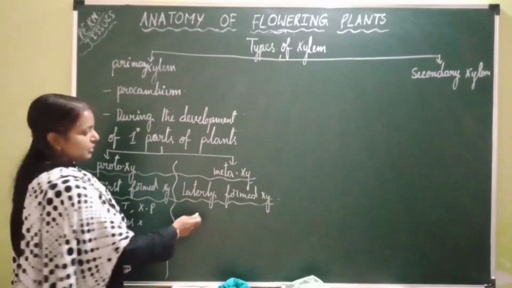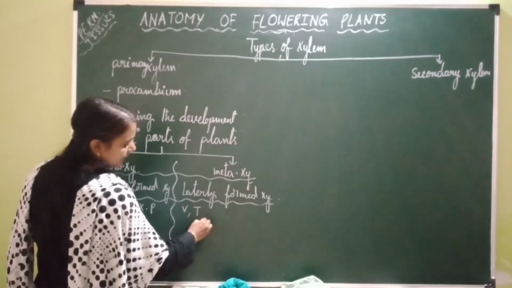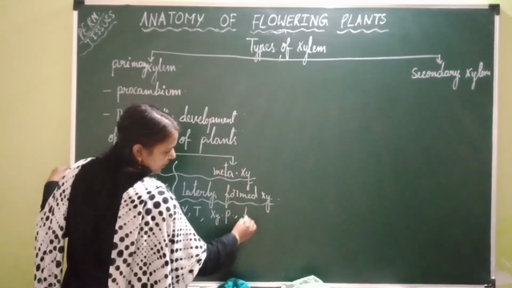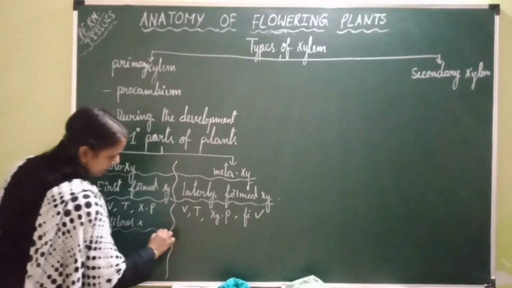Okay. Now coming to metaxylem. In this metaxylem, vessels, tracheids, xylem parenchyma and even fibers are also present. All the four components of the xylem are present.